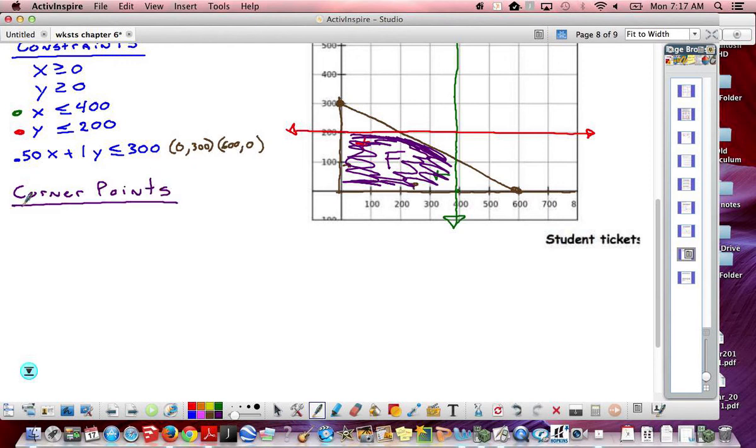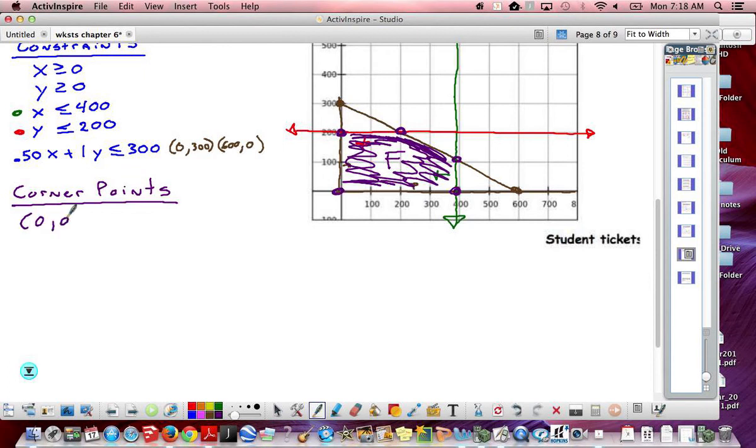So now, when I find my corner points, here we go. 1, 2, 3, 4, 5 of them. 3 of them are pretty easy to see. And really, we might find the other ones either using matrices or even by hand, because this graph is a lot easier to work with. So let's get the first couple.